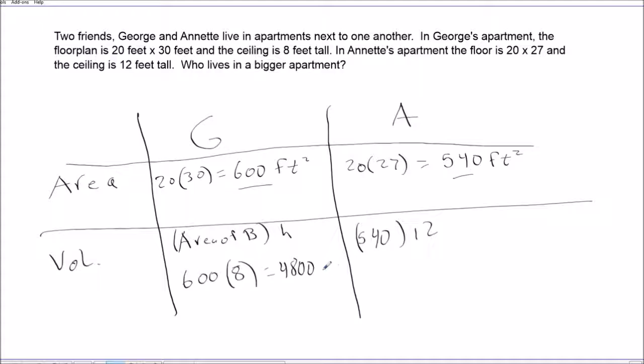And that is cubic feet, or feet cubed. And 540 times 12, we get 6,480 cubic feet. So this tells a very different story. So now we say, wait a minute, but Annette's apartment is way bigger than George's.